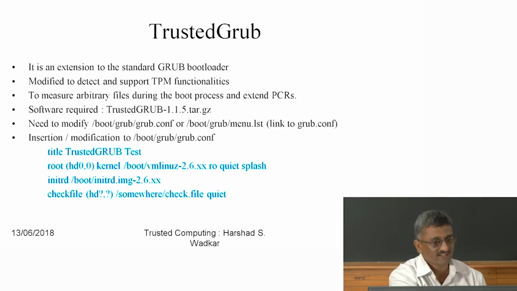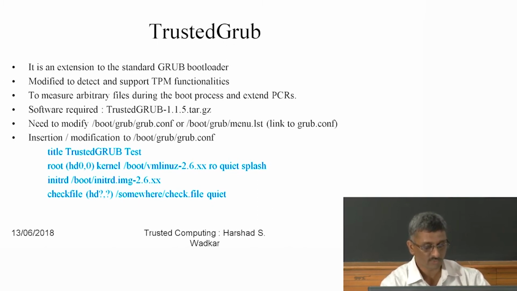How does it happen? There is a software called trusted grub. This trusted grub is an extension to the standard grub bootloader, modified to detect and support the TPM functionalities. Different versions of this software are available. The trusted grub that I have used is trusted grub 1.5. Once you install it, you will find the changes in a file called grub.conf. There is a file called grub.conf which stores this information.